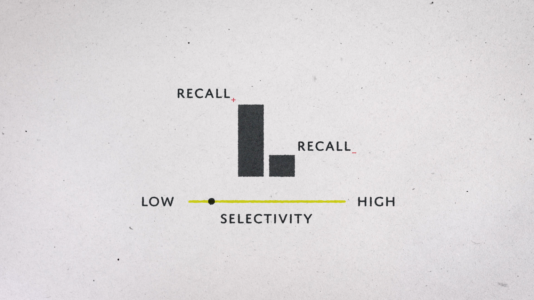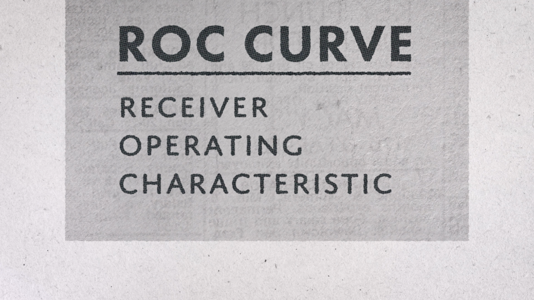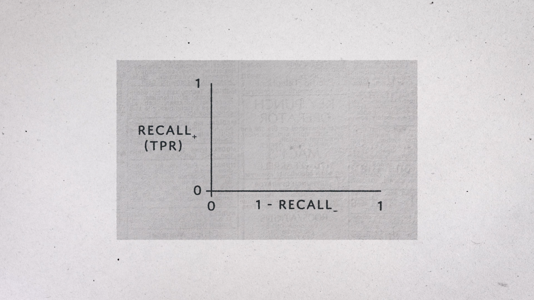How this trade-off plays out across all levels of selectivity is exactly what the ROC curve, or Receiver Operating Characteristic Curve, is designed to visualize. On a ROC curve, the y-axis shows recall for the positive class, also called the true positive rate or TPR, and the x-axis shows 1 minus recall for the negative class, also called the false positive rate or FPR. For any given binary classification model, each level of selectivity produces a single point on this coordinate plane.